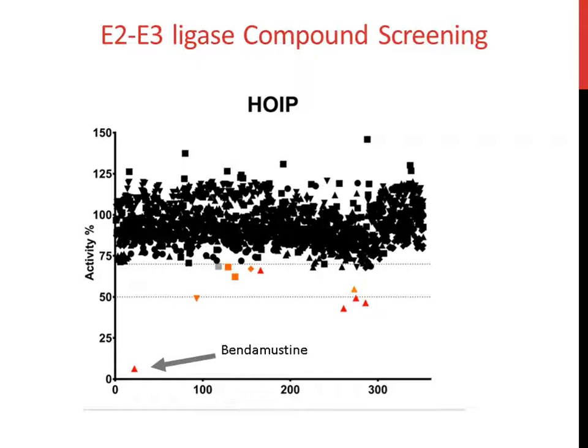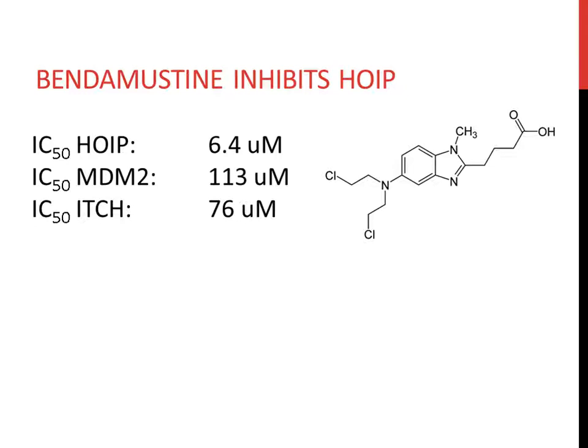Bendamustine is actually a nitrogen mustard. So I'm not claiming this is a specific inhibitor for HOIP, because it isn't, since it's alkylating a lot of things. But what was really interesting is that this compound does make a difference between these three E3 ligases by a factor of at least 10 to 15 fold. So the IC50s between these three ligases are substantially different, and I think this means that we can get some specificity for E3 ligase inhibitors, and this gives us hope that we can generate these inhibitors by doing high-throughput screens.